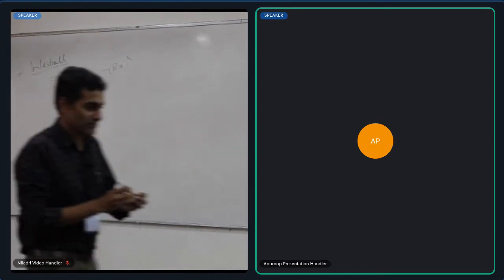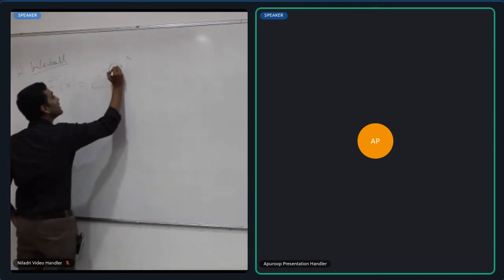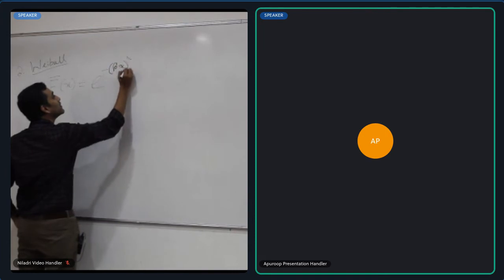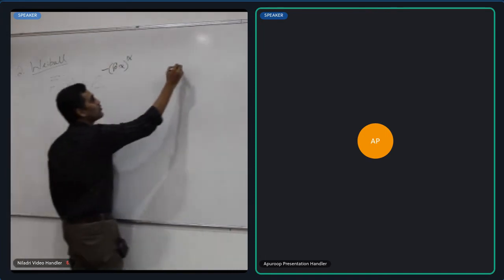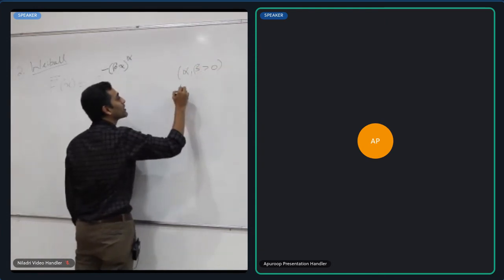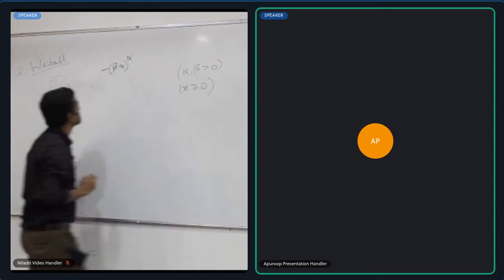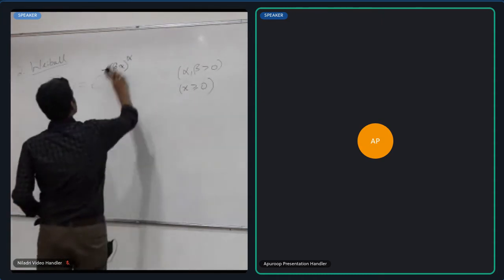I'll use a... So e raised to minus beta x raised to alpha, where these two parameters alpha and beta are positive, and the support is x greater than or equal to 0. Okay, so make sure this is clear.